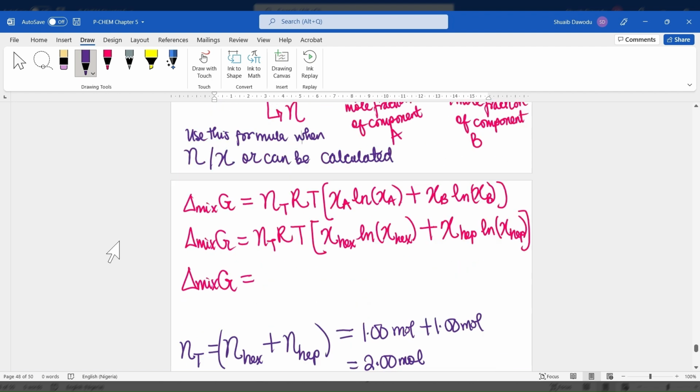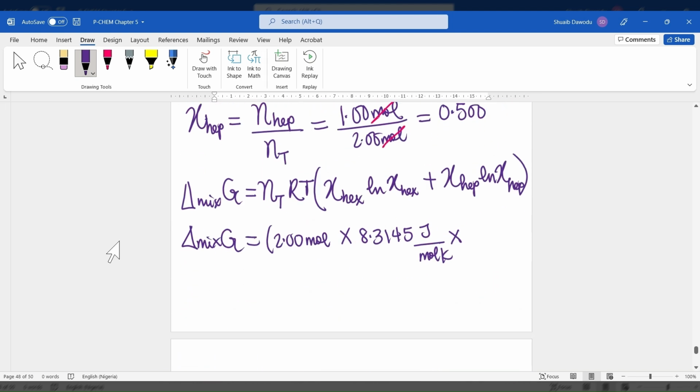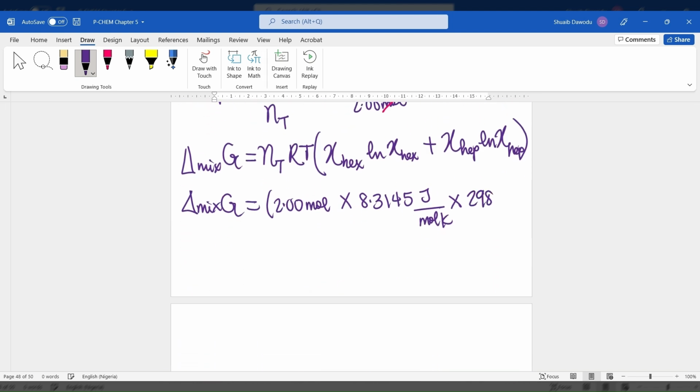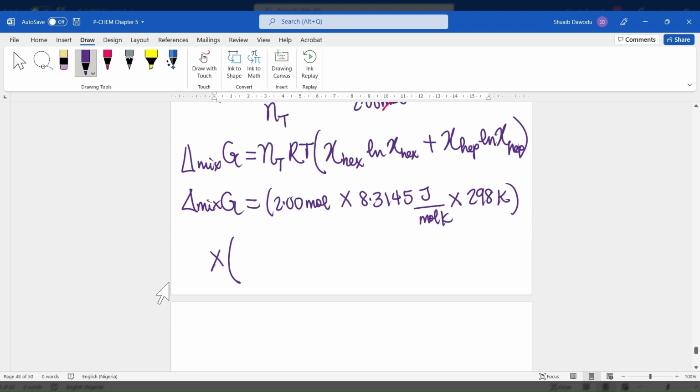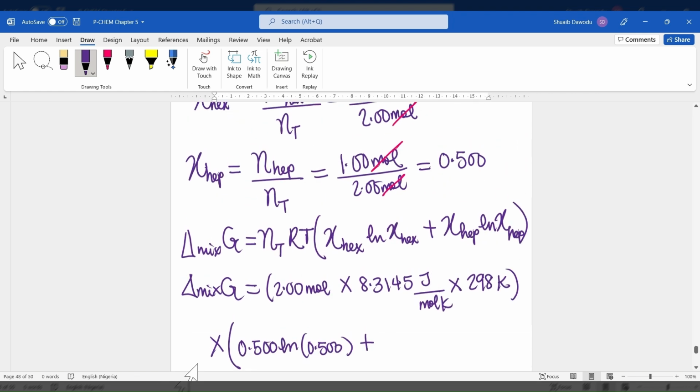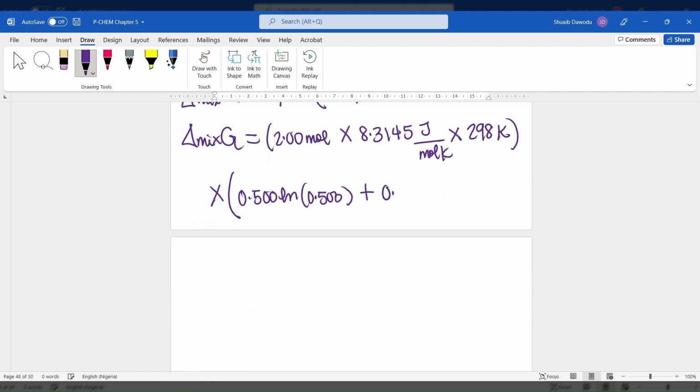Multiplied by the value for temperature. Go back up. Value for temperature is 298 Kelvin. So multiply by 298 Kelvin. All of that information multiplied by the mole fraction of hexane, which is just 0.500 ln 0.500, plus the one for heptane, the mole fraction is 0.500 as well. So 0.500 ln 0.500. So that's it.